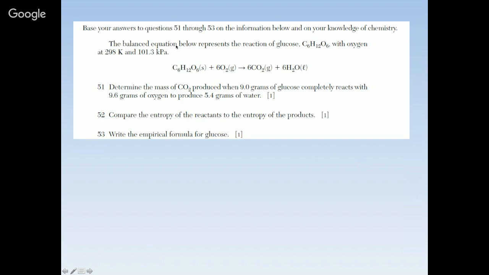Okay, so this question came up in a practice session I did with my students not too long ago, so I wanted to throw it out there. It's a 3-part question, so take a moment. Let's work on question 51 first. They're giving us a balanced equation here. They've already balanced it for us. It says, determine the mass of CO2 produced when 9 grams of glucose completely reacts with 9.6 grams of oxygen to produce 5.4 grams of water.